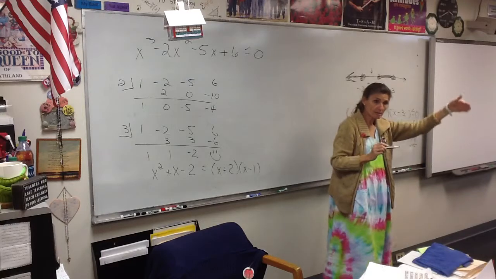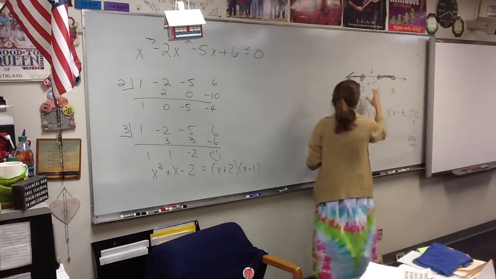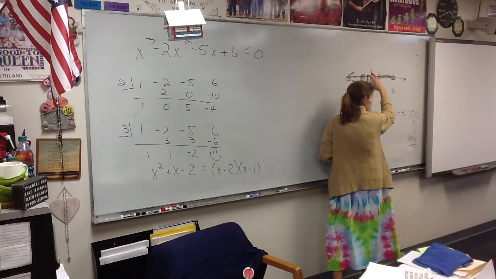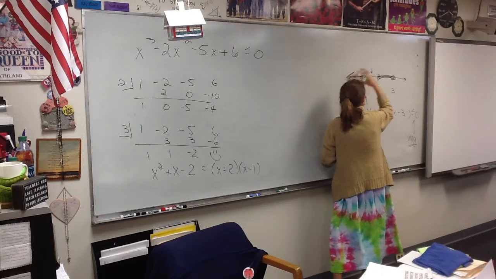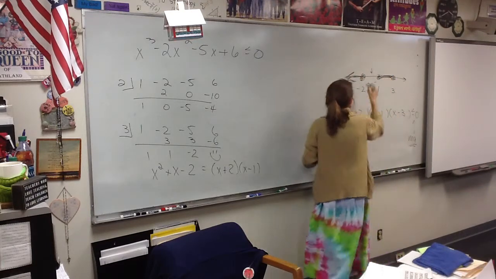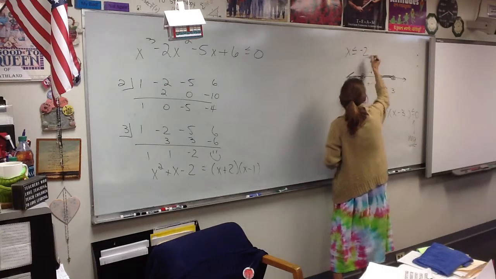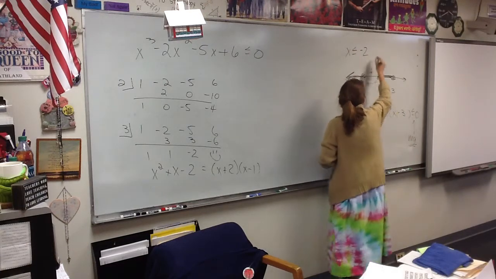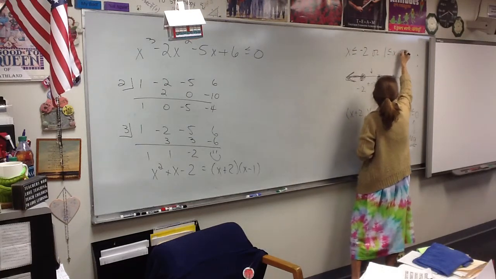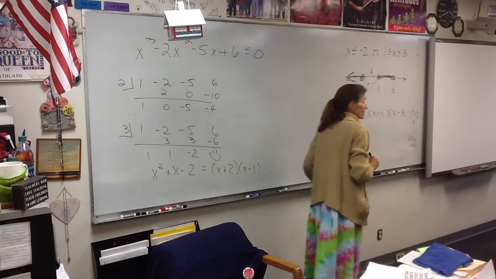They alternate. So as soon as we discovered this section didn't, we knew this one did and this one did. So my answer is less than or equal to negative 2, or between 1 and 3.